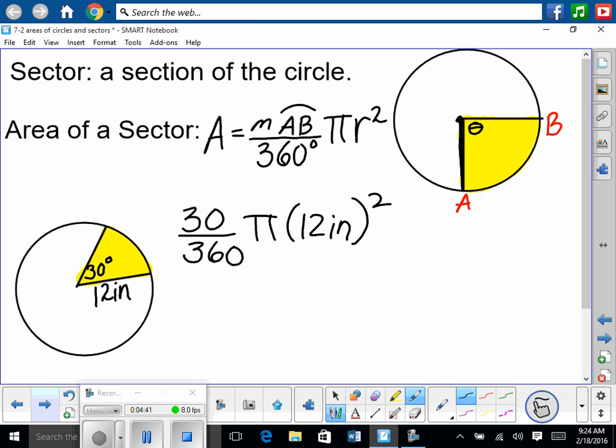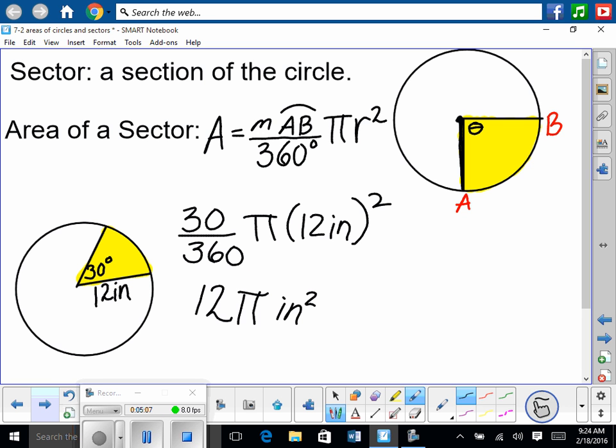Then you'll just type it into your calculator. We do want the pretty answer. Remember, multiplication is straight across, so you'll do 30 times 12 squared. Don't type it in with a pi. You write pi as pi divided by 360. So we get 12 pi square inches, I guess.